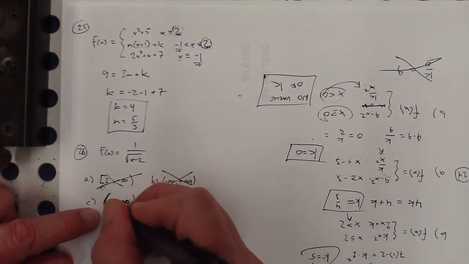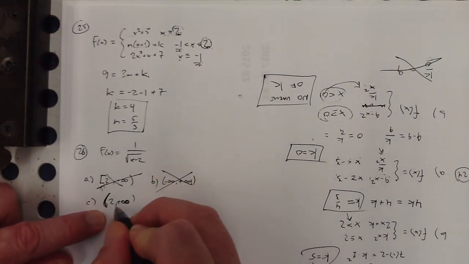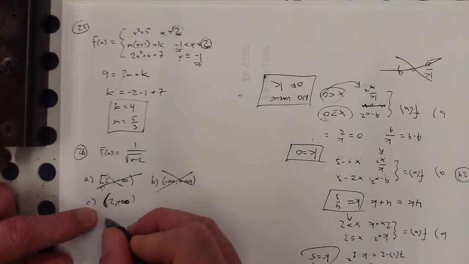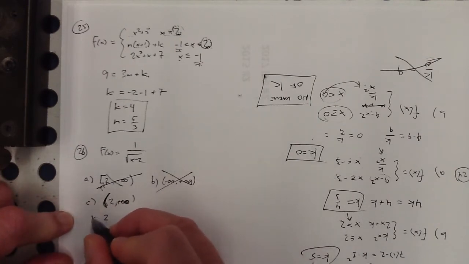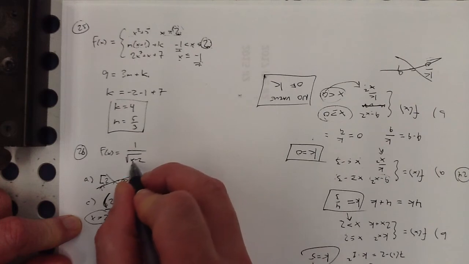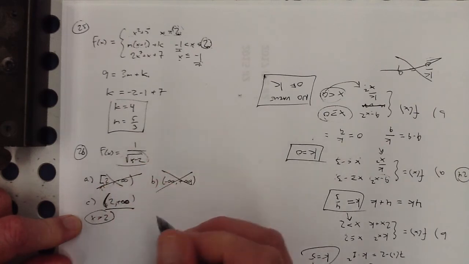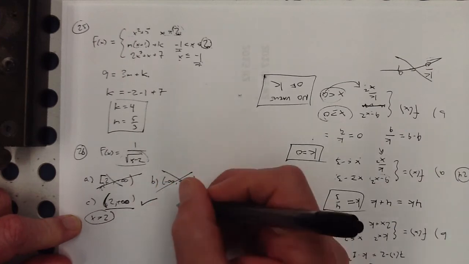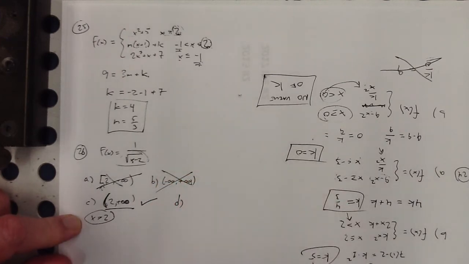That's open parentheses, so that means that it doesn't include 2. That's the same as saying x is in this interval here. X greater than 2, that's good because it doesn't include 2, so I don't get the 0, and greater than 2 is good because then I'm taking square roots of positive numbers.